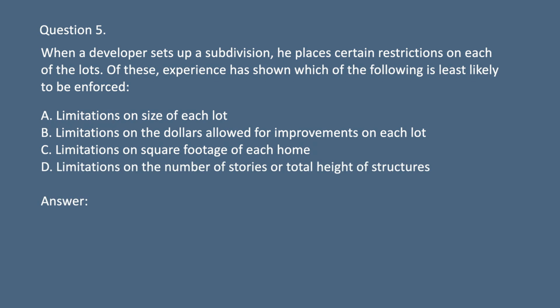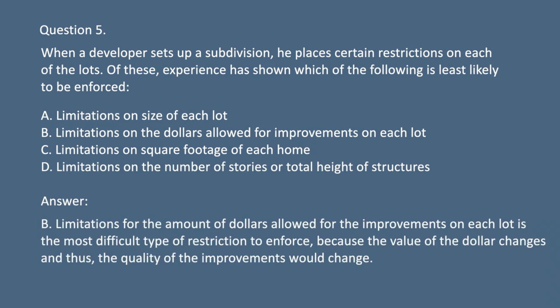Answer. B. Limitations for the amount of dollars allowed for the improvements on each lot is the most difficult type of restriction to enforce, because the value of the dollar changes and thus, the quality of the improvements would change.